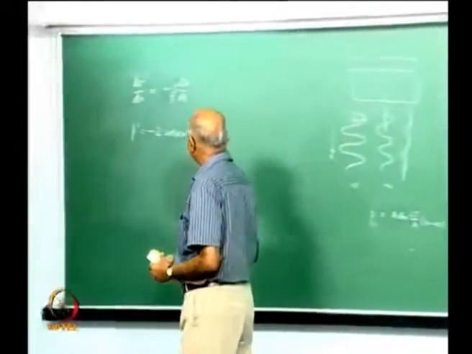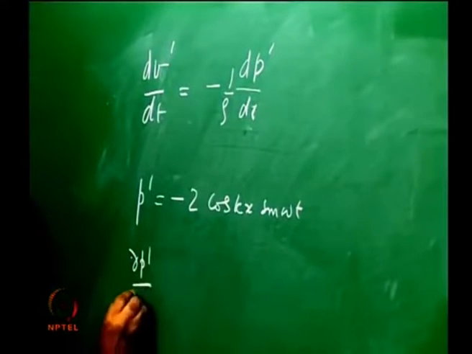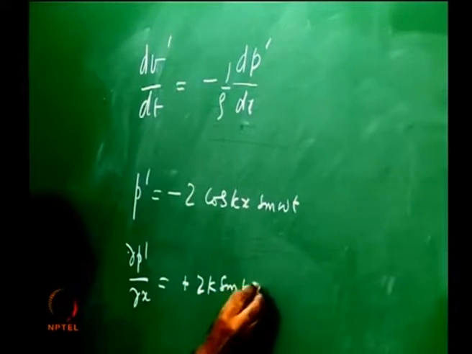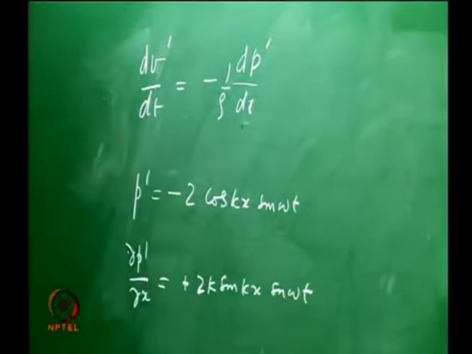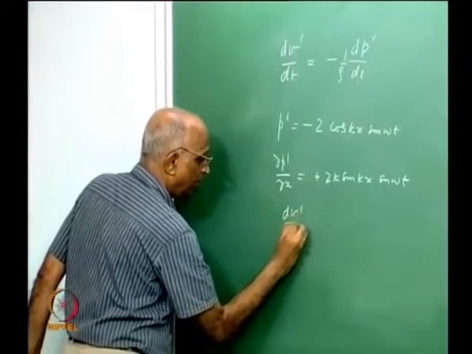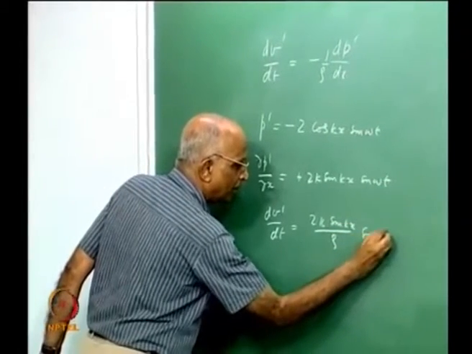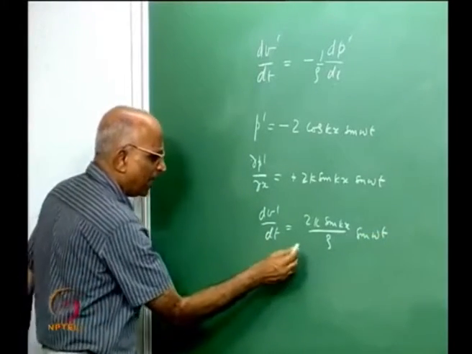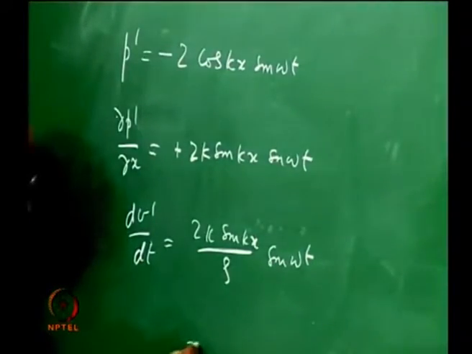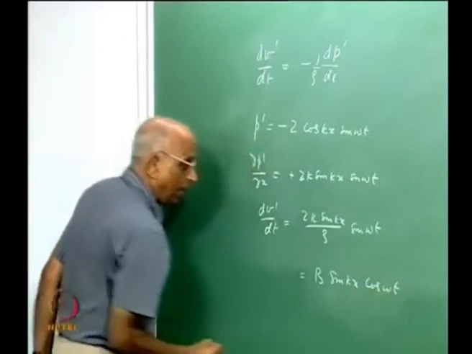I want to find out my velocity perturbation, therefore I differentiate with respect to x. I get dp prime by dx equal to plus 2 k sin kx into sin omega t. Now I have to get the value of v prime: dv prime by dt is equal to 2k sin kx by rho into sin omega t. If I integrate with respect to time, taking all the constants including 2k by rho, and dividing by omega, I get something like b sin kx into cos omega t.